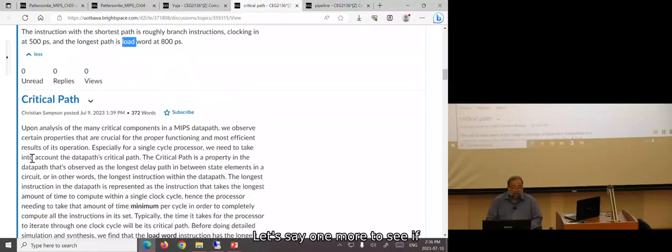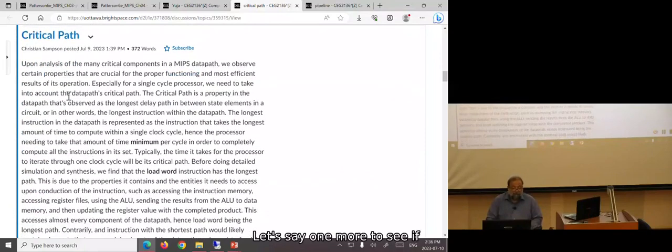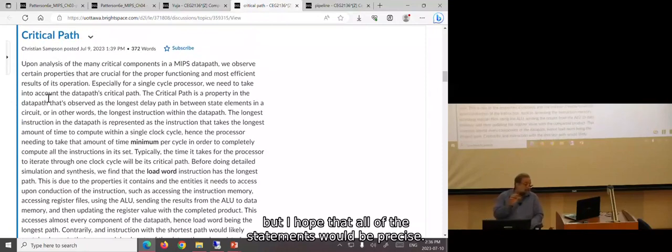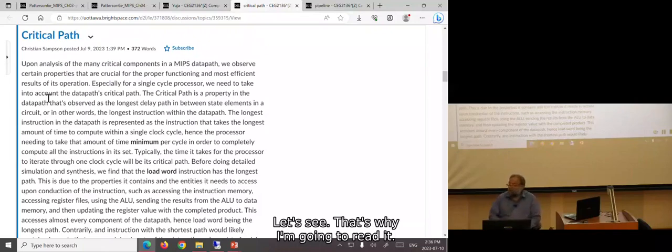One more, let's say one more to see if everything is written clearly. Christian. Yeah, good. You are writing very long, which is good. But I hope that all of the statements would be precise. Let's see. Yeah, that's why I am going to read it. It's good for you also. The first one was Name's, but she was not here. Upon analysis of the many critical components in a MIPS datapath, we observe certain properties that are crucial for the proper function and most efficient result of the operation. Okay.